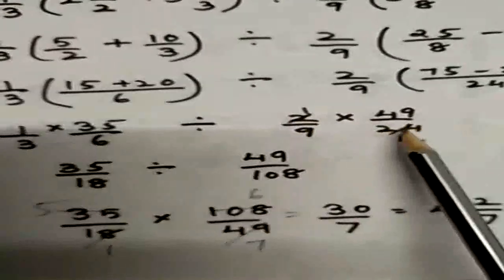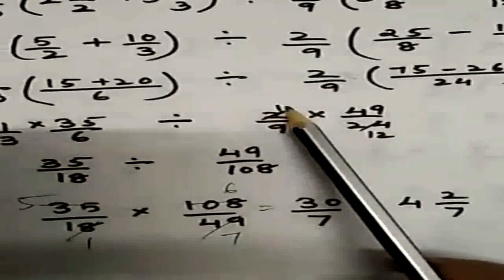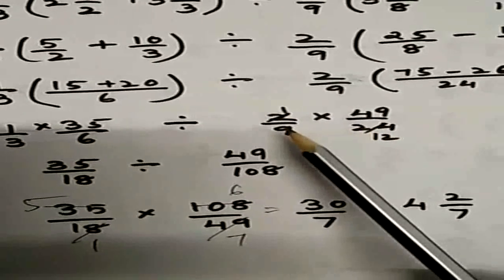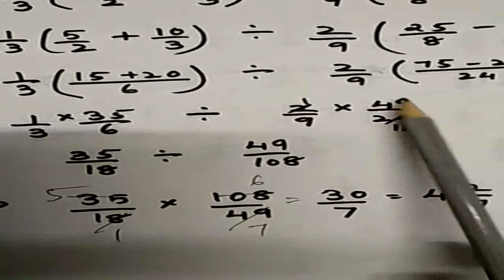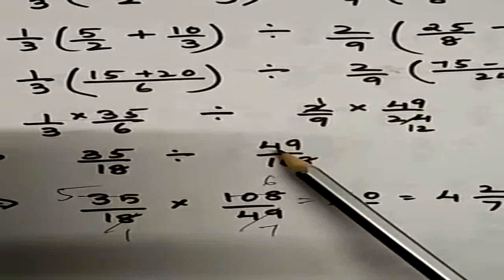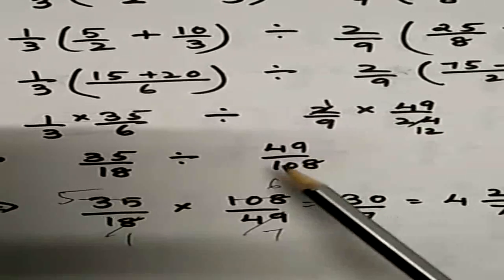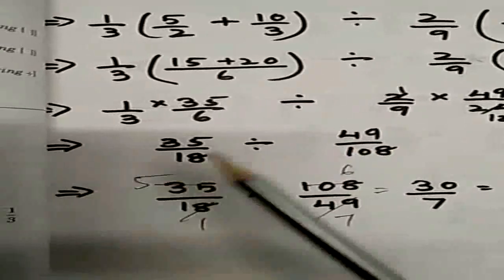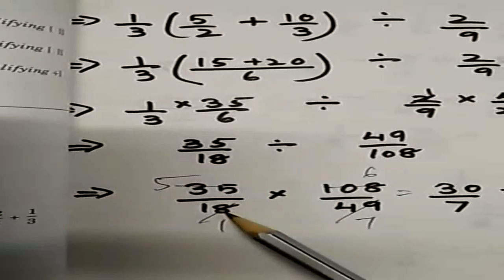Yes, 2 and 24 will get cancelled. 2 ones are 2, 2 twelves are 24. 9 and 49 will not get cancelled. Nothing is getting cancelled, so what answer will you write? 1 into 49 is 49. 9 into 12 is 108. Now 35 by 18.